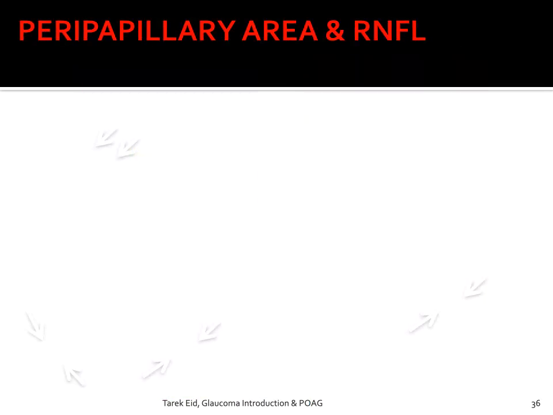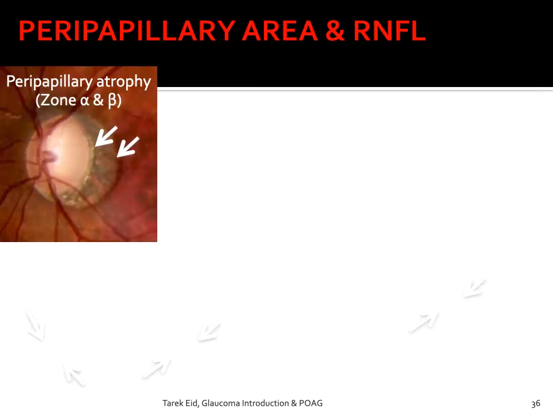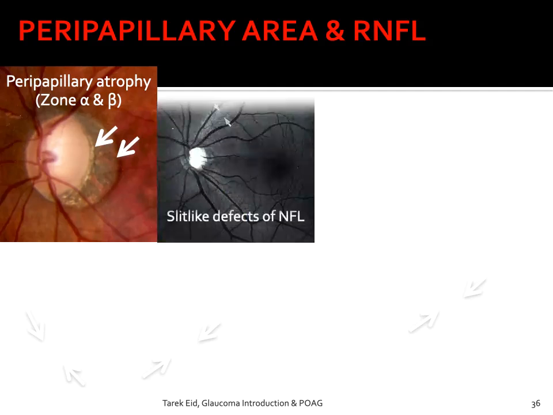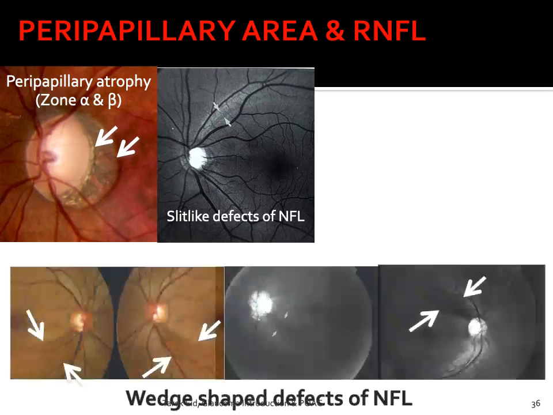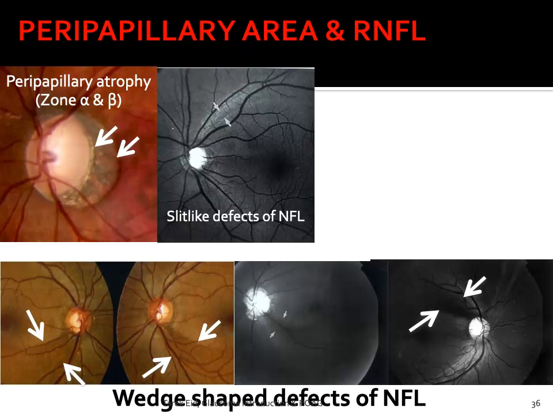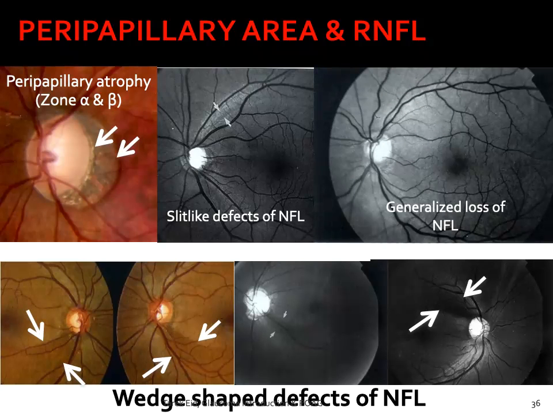In the peripapillary area, we can see peripapillary atrophy, as you can see here, with zone alpha and zone beta atrophy. Also, in the nerve fiber layer, we can see some slit-like defects, which are actually not characteristic, but more characteristic are the wedge-shaped defects that you can see here, whether in the colored or the black and white photos, or you may not see defects at all. It's generalized loss. There are no localized defects here.